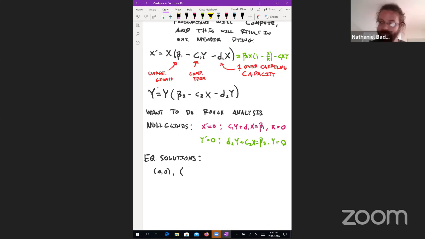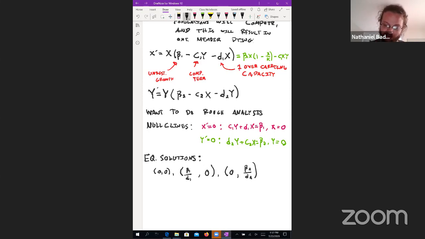So we're going to have beta 1 over D1. If we plug y equals 0 into this, then we're going to get x equals beta 1 over D1. Great. If we plug x equals 0 into this equation, then we're going to get that y equals beta 2 over D2.